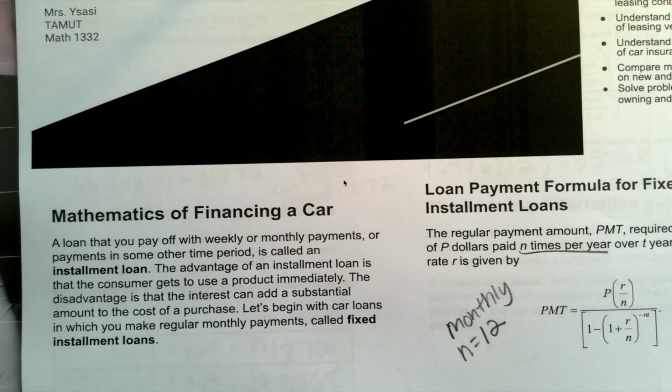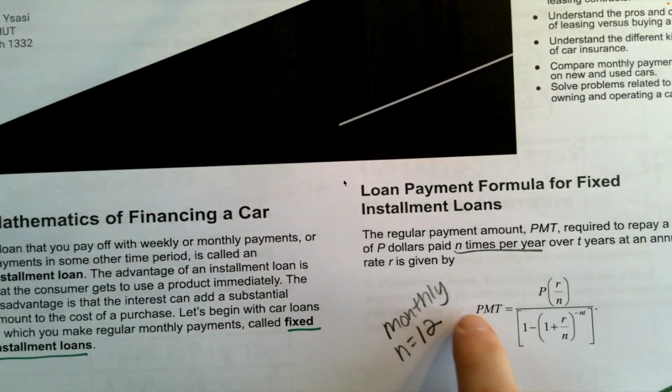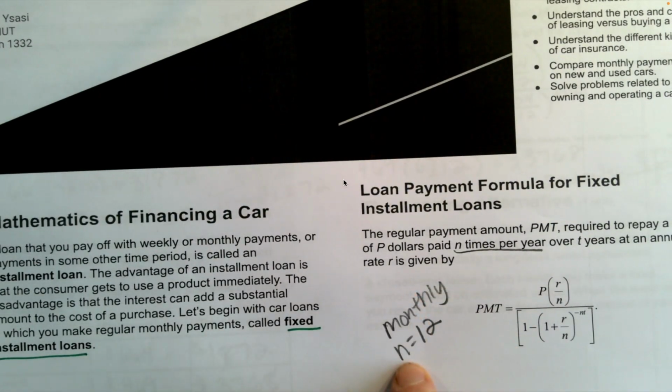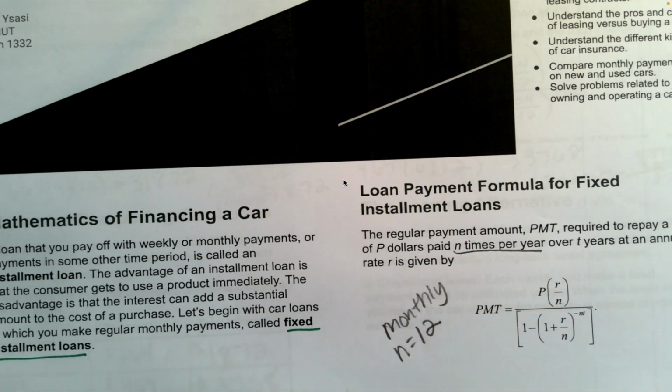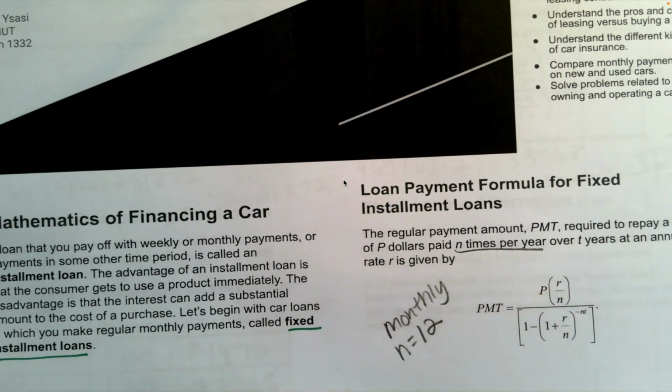Whenever you buy a vehicle and you purchase it with a loan, you're going to make fixed installment loans. You're going to do one per month, and so N is going to be 12. PMT is your payment, and P is your principal, how much you're borrowing. N times per year, that's monthly, so N is 12, T years. They do loans for 3 years, 4 years, 5 years, 6 years, and 7 years. There might be an 8 year, but most likely not.